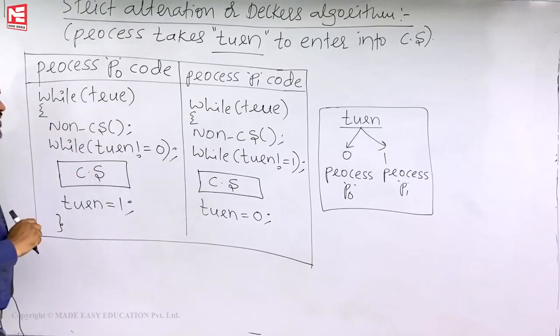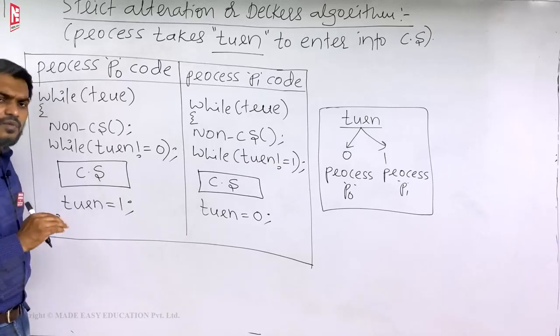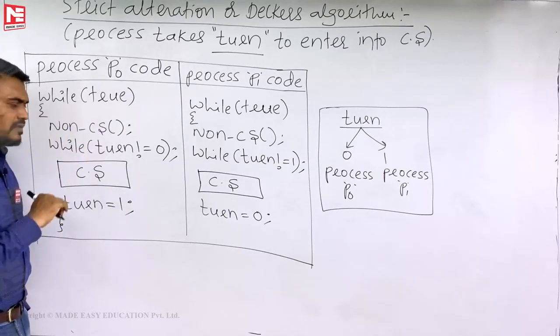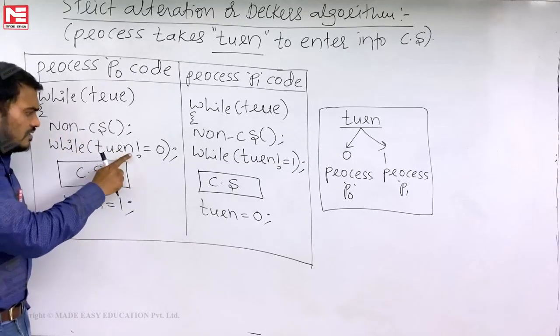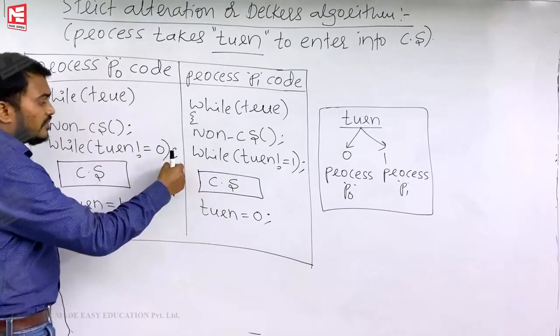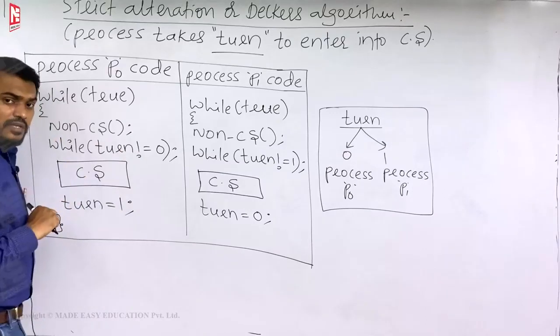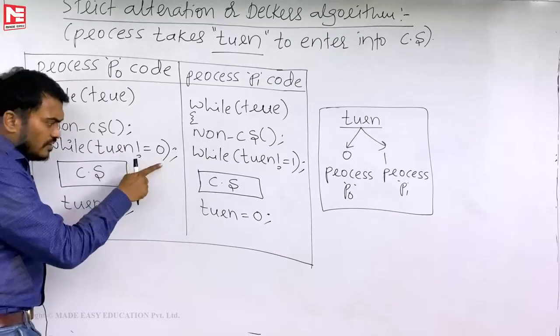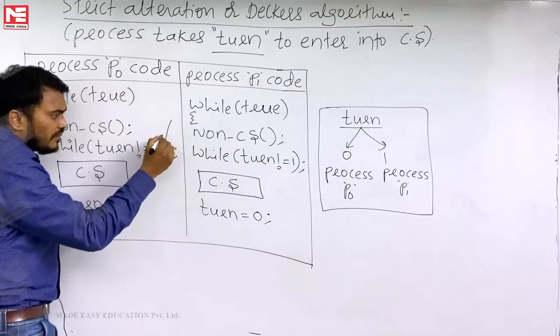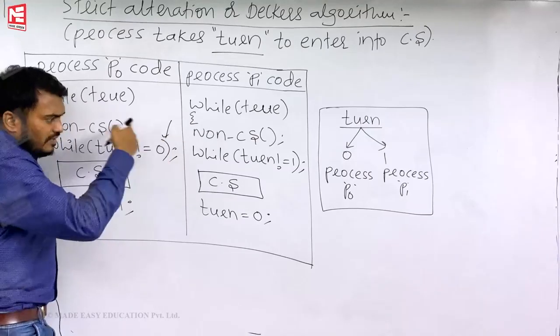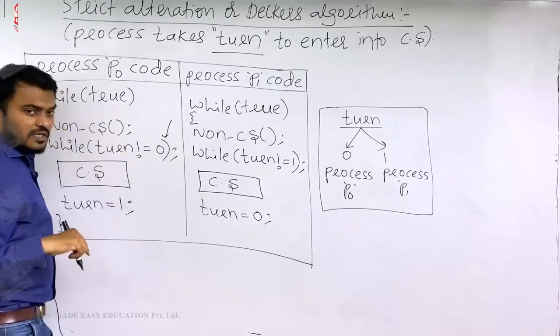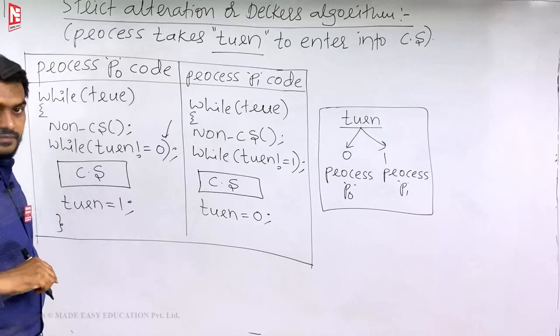So non-critical section. Non-critical section, it means what? Some independent code. Okay, some independent instructions are possible. And next, while turn not equal to 0, you are having a semicolon. While with a semicolon, already you know what is the meaning of this. So if this condition is true, the process will stop here. It will keep on rotating in the while loop for the condition to become false.